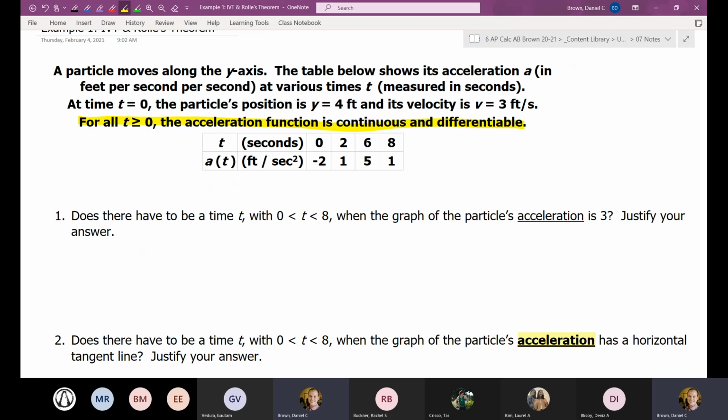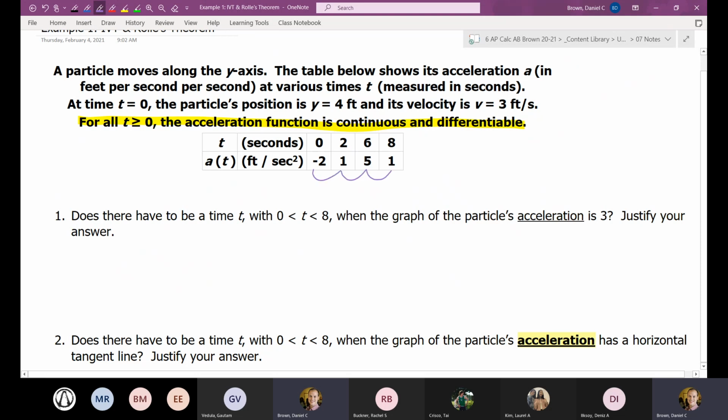Let's look at that first question. We're just going to do these 2 questions today, and that's where we're going to stop, and then we'll pick up tomorrow. This first question says, does there have to be a time t, where t is between 0 and 8, when the particle's acceleration is equal to 3? And then we want to justify our answer using these theorems. Again, when we use these theorems, we don't have to justify it by name. We just have to make sure we're very thorough and clear and explain it completely. Looking at this table, I see the acceleration starts at -2, and then it goes to 1, and then it goes to 5, and then it goes back to 1.